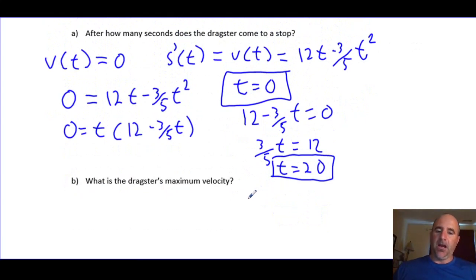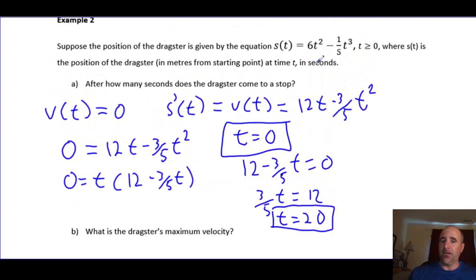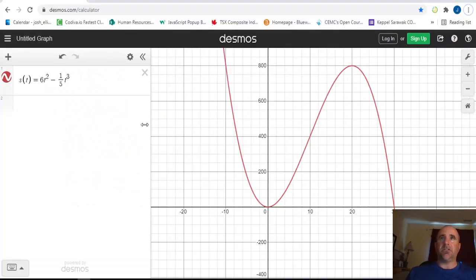So one thing we could do is we could look at the graph of this if you like, and I will throw this in Desmos, and I'll show that to you now. So there you see the graph of this dragster in Desmos, and I've adjusted the scale quite a bit, obviously, to get everything to fit in.